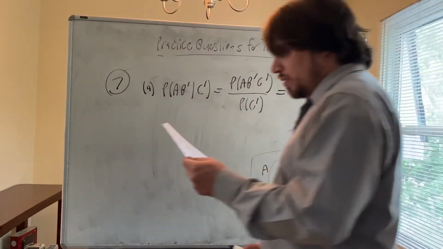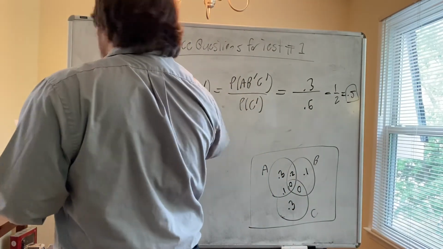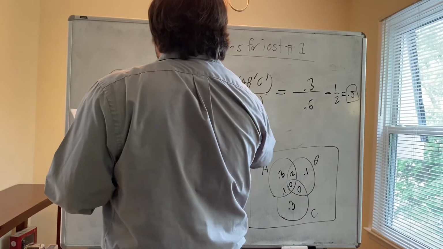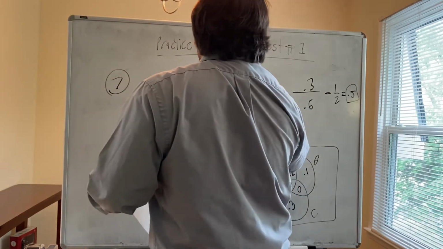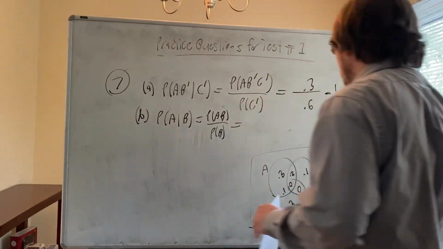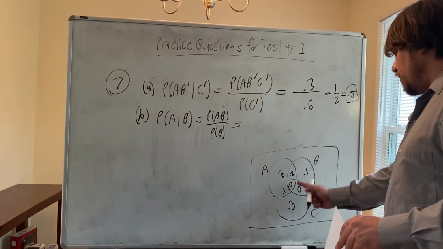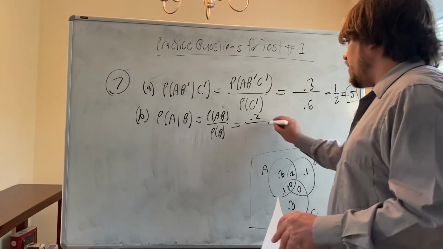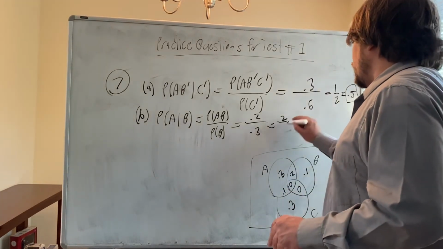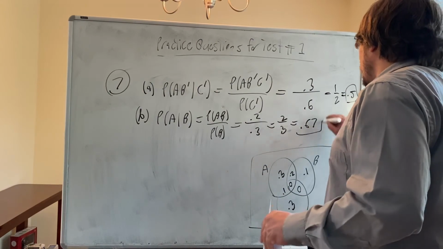Part B is find the probability of A given B. That's the probability of AB divided by the probability of B, by the definition of conditional probability. Probability of A and B is a total of 0.2, divided by the probability of B, which is 0.3. That's 2/3. As a decimal, that's 0.67 rounded to the nearest hundredth.